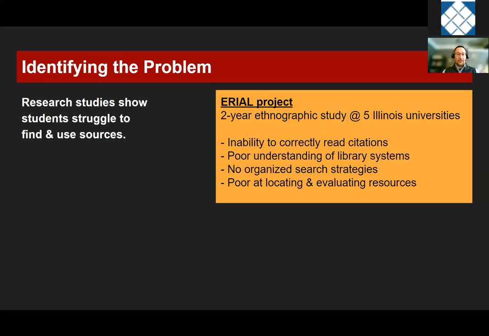The ACRL project was a 2-year study that involved 5 Illinois universities. They found that a lot of students were unable to correctly read citations and figure out what to do when they had a citation. That there was very poor understanding of library catalogs and library systems in general. That students did not use organized search strategies, generally stuck with Google and just simple search was all they could do. And they were generally poor at locating and evaluating resources. So this is a whole 2-year project, and some of the core issues they unpacked were those ones.